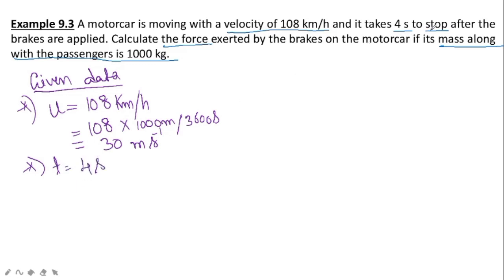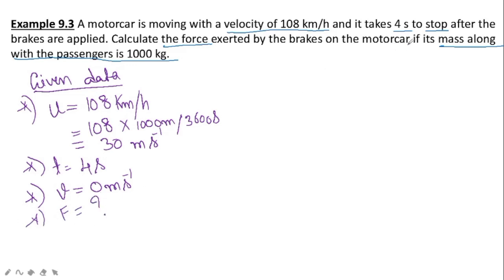So do we have any next data? Yes, to stop. To stop, what does it represent? So stop meaning it is final velocity, that is 0 meter per second, because it is stopped after the brakes are applied. Next, what we have to do? We have to calculate force. So we'll take it as F equal to question mark.